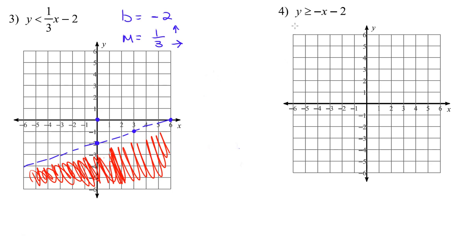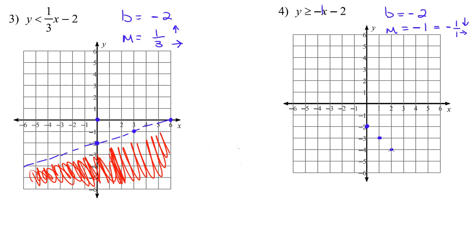All right, on to number 4. y is greater than or equal to negative x minus 2. So our y-intercept, again, is negative 2. And our slope, well, what's invisible in between this negative and this x is a negative 1. So let's begin. We put our y-intercept at negative 2. And so a slope of negative 1 comes from the fraction negative 1 over 1, which means down 1, right 1. So down 1, right 1, that's right there.